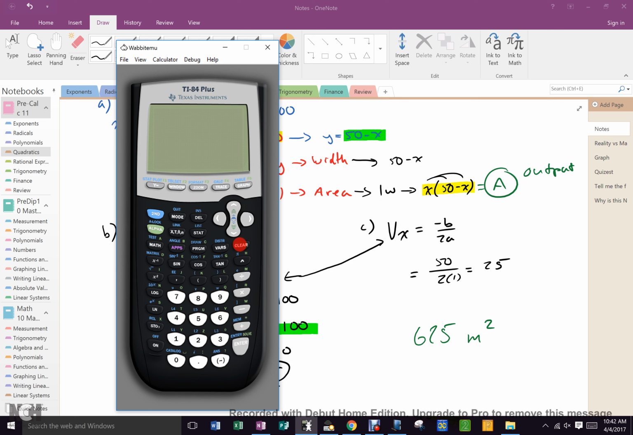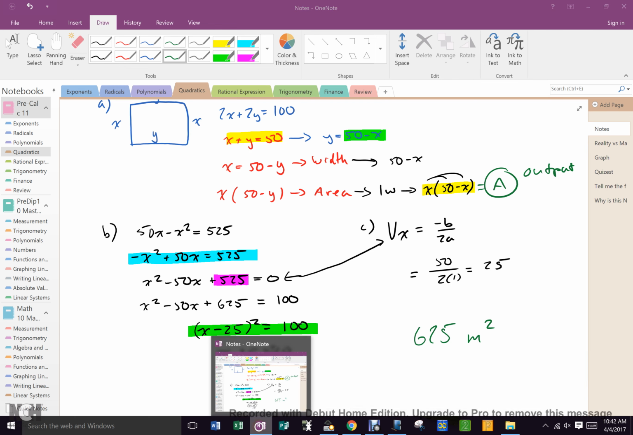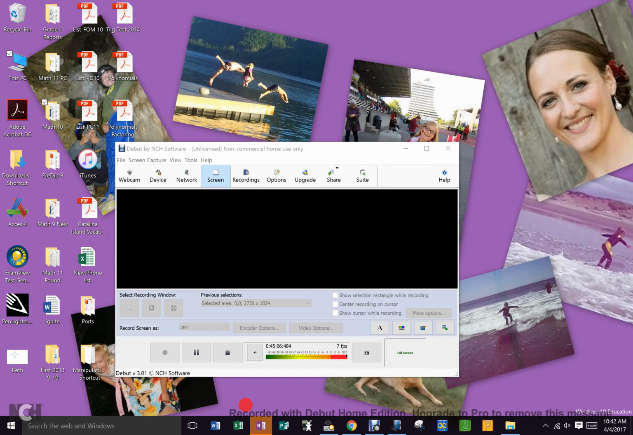It worked on my old TI-81. Okay, so you still got to change your window. Damn it. Okay. Oh, now it's frozen. So you guys go to the next question while I fix my machine up here.